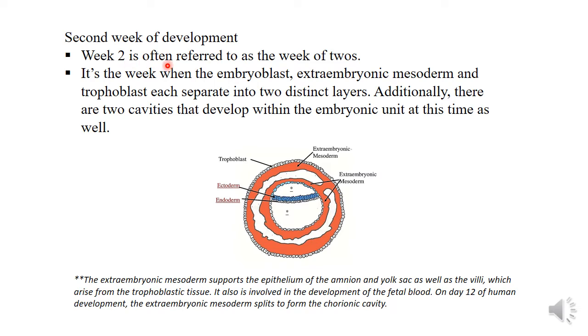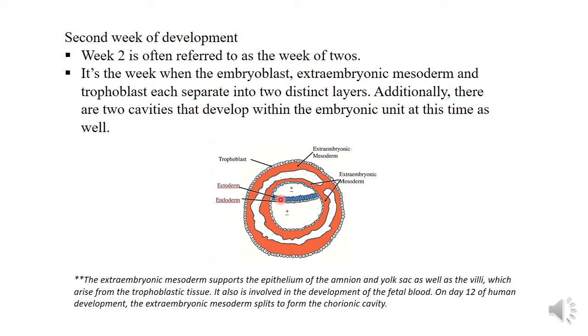The second week of embryogenesis is often referred to as the week of twos. This is because during this week, the embryoblast, extraembryonic mesoderm, and trophoblast each separate into two distinct layers. Additionally, there are two cavities that develop within the embryonic unit at this time. These are the structures that appear during the second week. That's why it's named the week of twos.